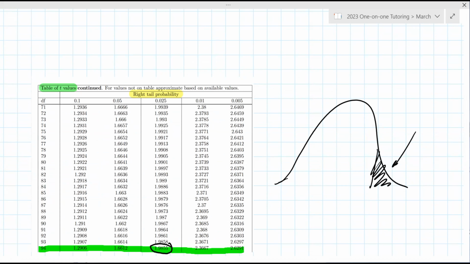All right, let's look at a new question here. All right.